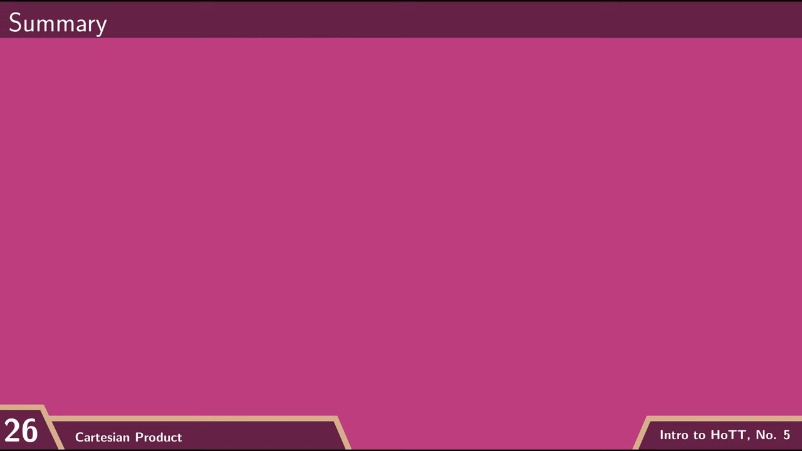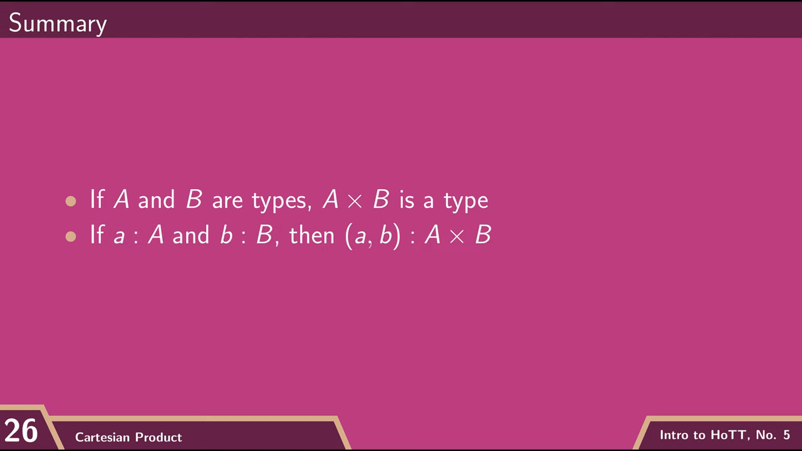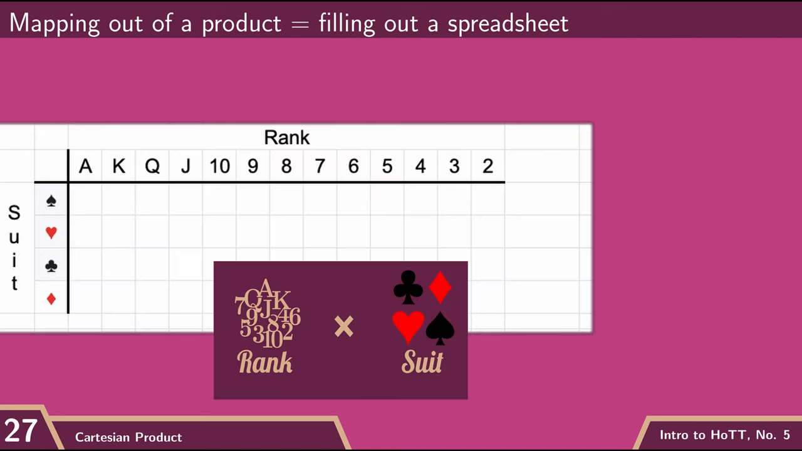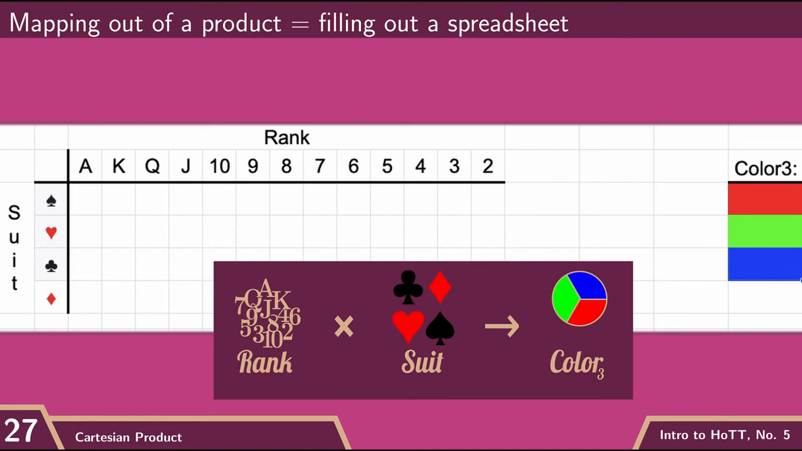Okay, let's summarize real quick. Given any two types, A and B, we can form their product, A times B, which is another type. To introduce terms of type A times B, we just pair up a term of type A with a term of type B. Now there's one other thing we ought to say about product types, and that's how to write functions out of product types. Writing a function from A times B to some type C just means assigning a term of type C to each term of type A times B.